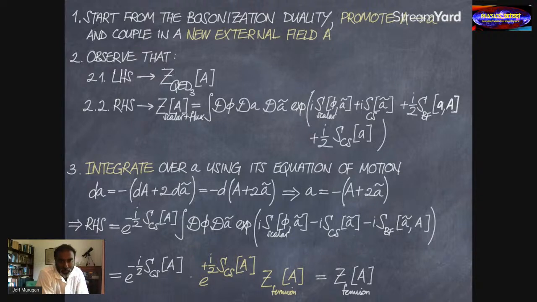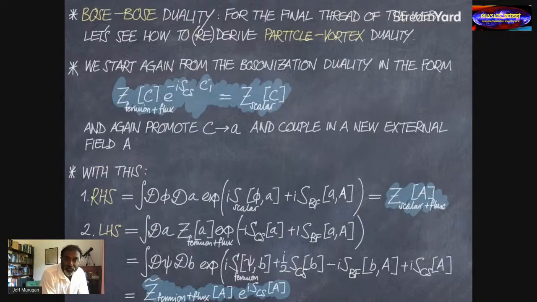So I have one piece that looks like e to the minus i over 2 S Chern-Simons multiplied by e to the plus i over 2 S Chern-Simons times Z fermion. Once the exponential pieces go away, I'm left with Z fermion. In other words, I've shown that ZQED is equal to Z fermion, and that was my claim: whenever I could do this, I could claim that the two theories were dual to each other in the low energy sense.